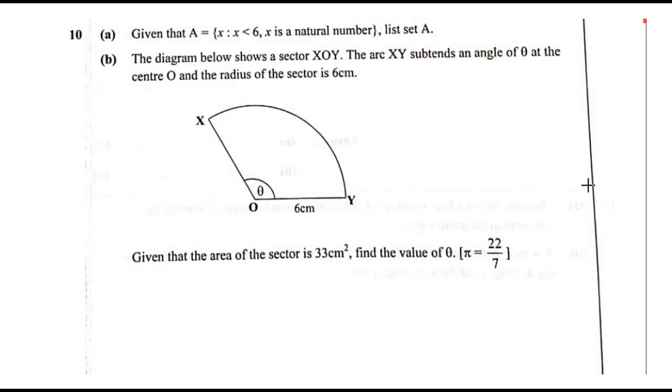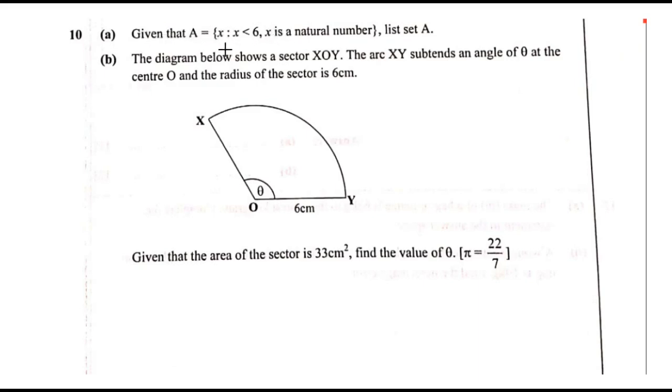And then we have, given that A, the set A, is a set of x's such that x is less than 6 and x is a natural number. List the members of the set A. So this is set builder notation, and you have to know how to read set builder notation. Basically this is like grade 8, grade 9 work.